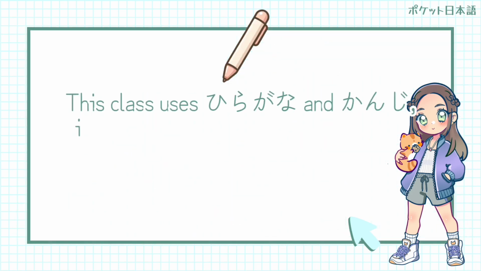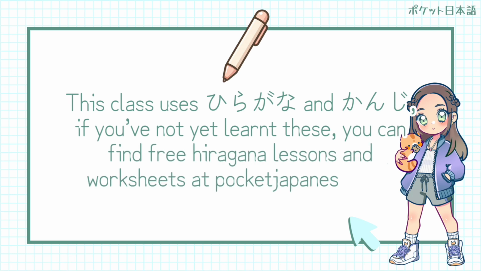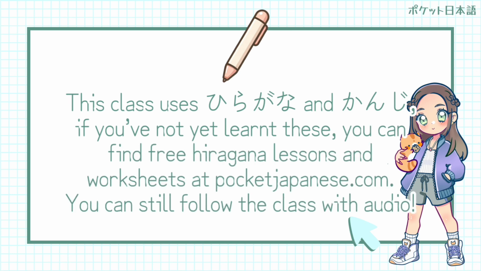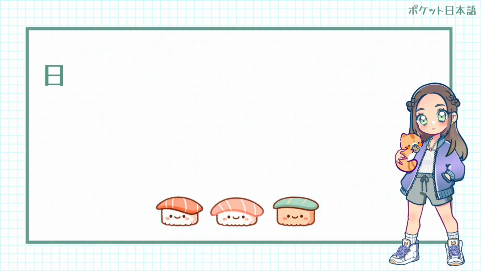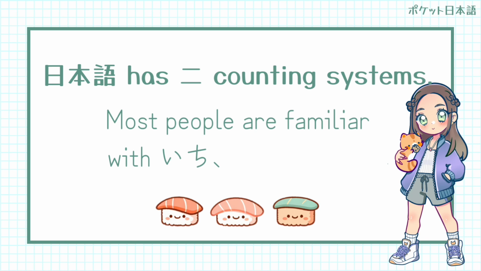Just as a note before we start, this class uses hiragana and other Japanese writing systems. If you've not learned them yet, you can just listen to the audio or check out worksheets and lessons at pocketjapanese.com. So did you know Japanese, Nihongo, has two counting systems?